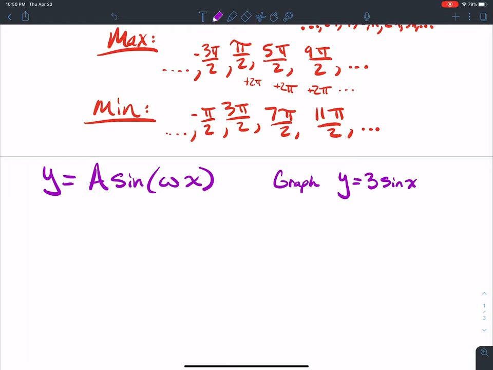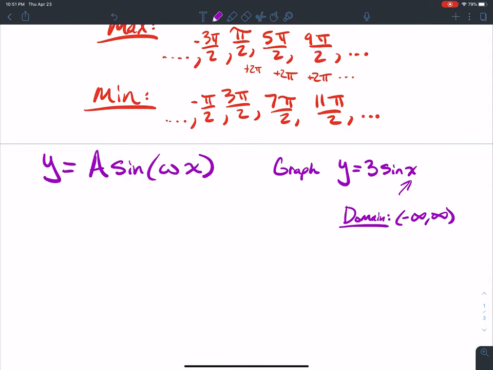Well, the domain, what values I can plug in, that doesn't change. The domain is still negative infinity to infinity. However, the range does change. Okay, the range is changing. Why is the range changing?